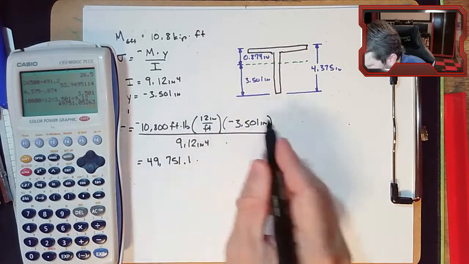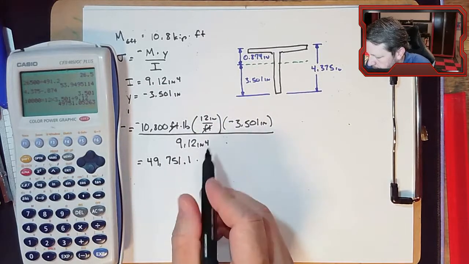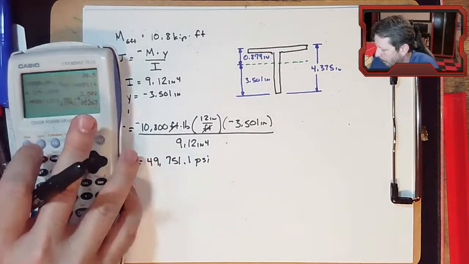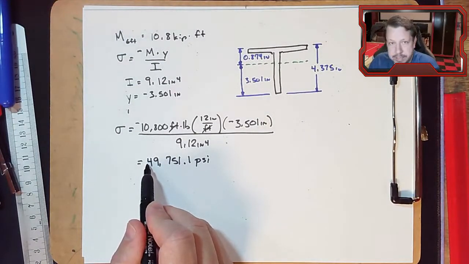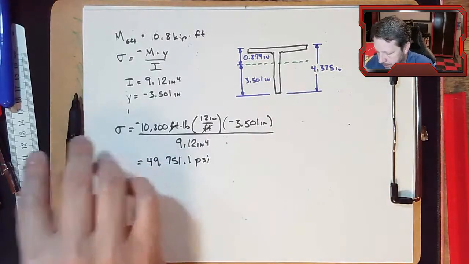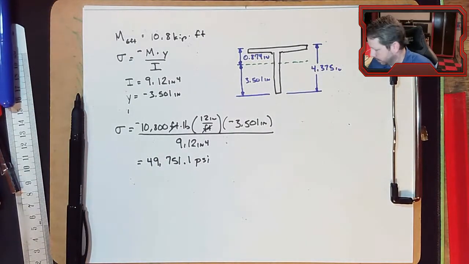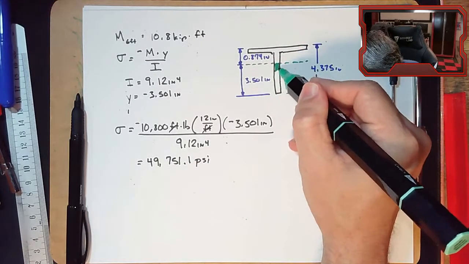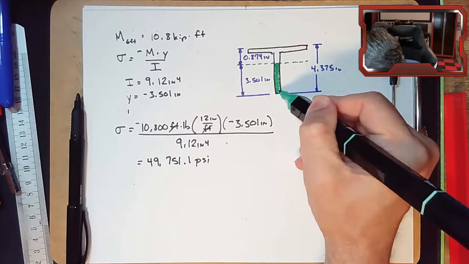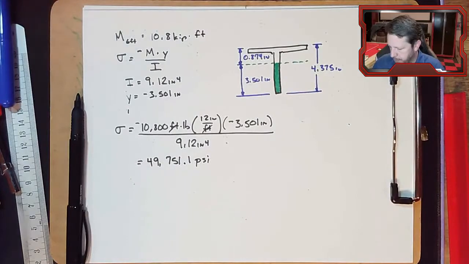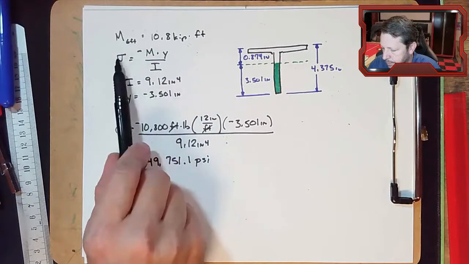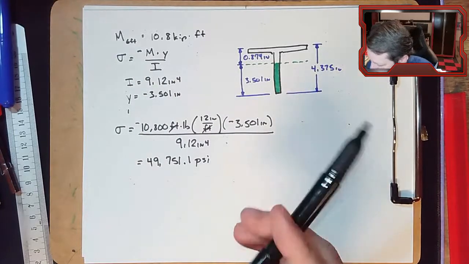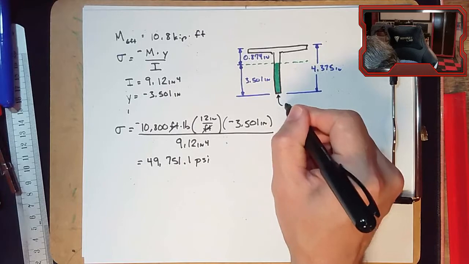49,751.1. And the units here, as long as I convert these, would be PSI. This number is positive, which is a tensile stress. If I were to color in from here down, all of that is in tension. And remember, the further you get away from the neutral axis, the bigger the values for Y, which makes the stress larger and larger. So maximum tension is at the very bottom.